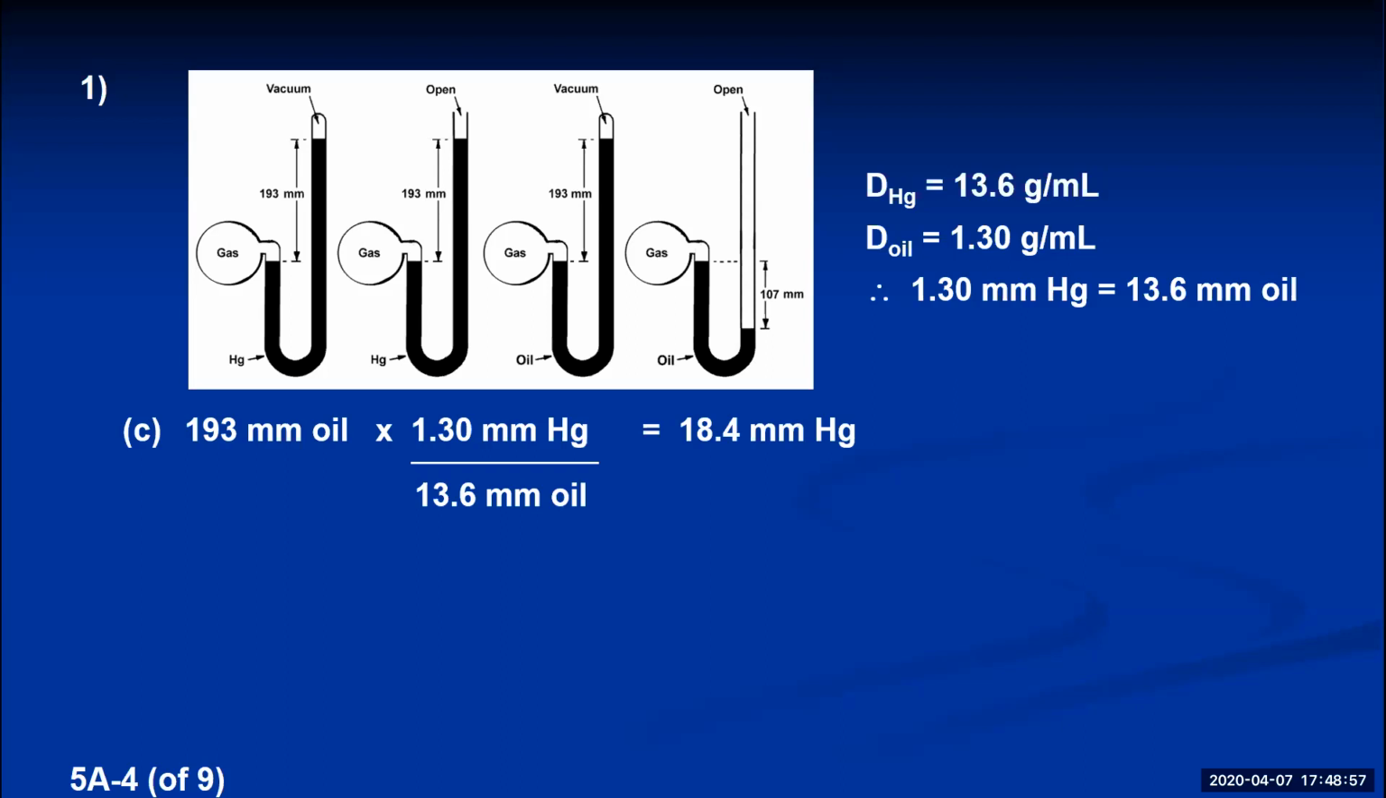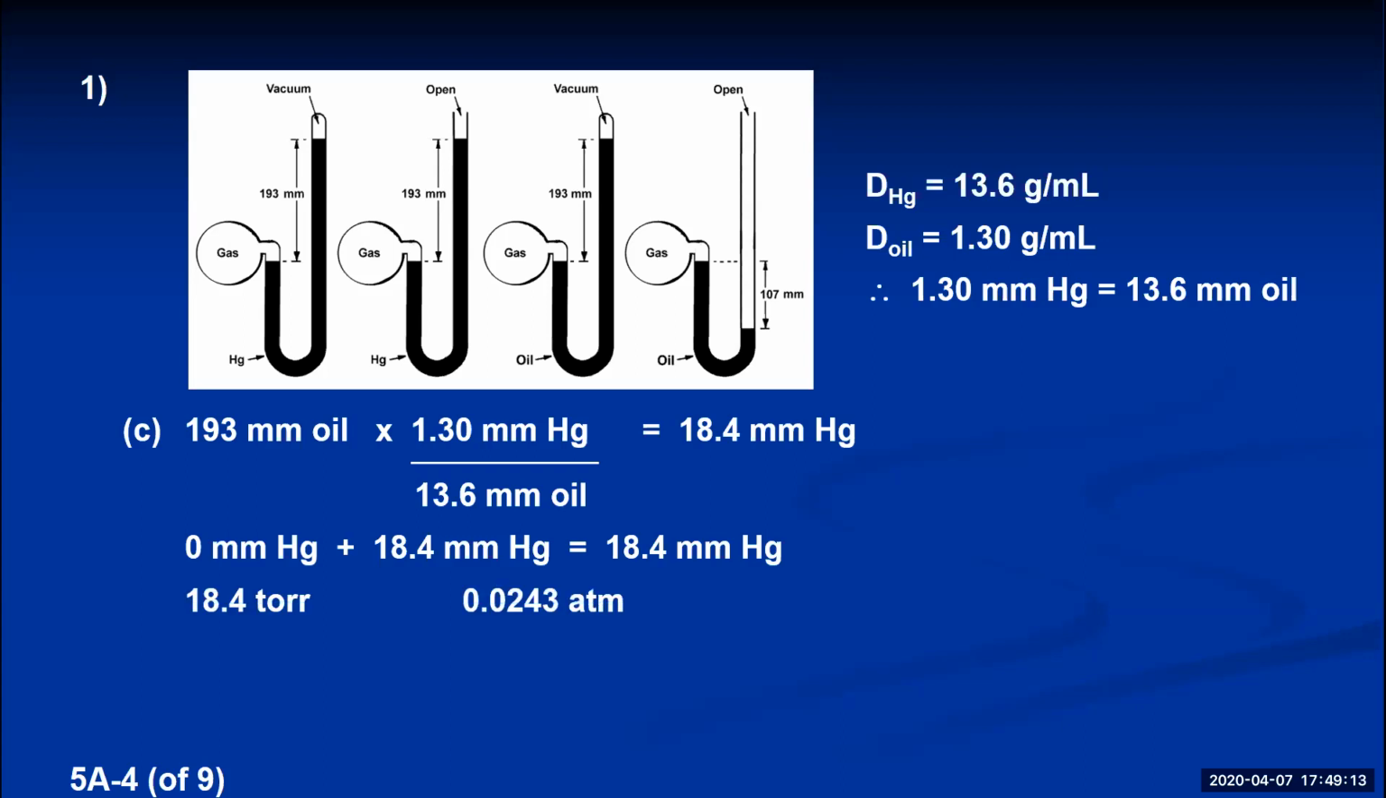So now that I have the difference in levels in the proper units, I can now add that to the pressure of the vacuum, which is 0, and that's going to give me the pressure of the gas that's trapped in the third manometer. It winds up being 18.4 millimeters of mercury. In torr, it would be 18.4. In atmospheres, 0.0243. And in pascals, 2,460.